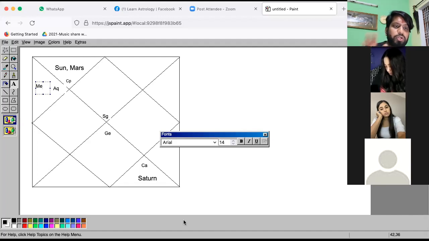If it is in a dual sign, so what will happen? That person will have some foreign connection. So he will keep going and keep coming. Short trips related to foreign lands.